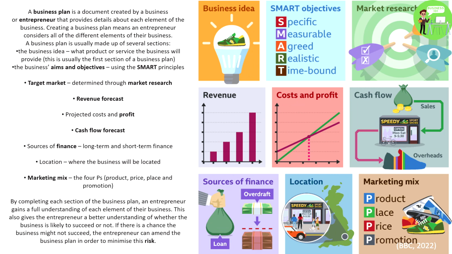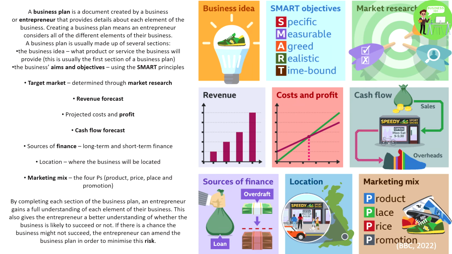So a business plan is a document created by a business or entrepreneur that provides details about each element of the business. Creating a business plan means an entrepreneur considers all of the different elements of their business. A business plan is usually made up of several sections. So we have the business idea, which is what product or service the business will provide. This is usually the first section of the business plan.